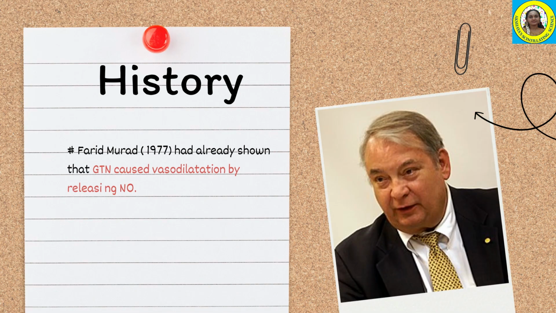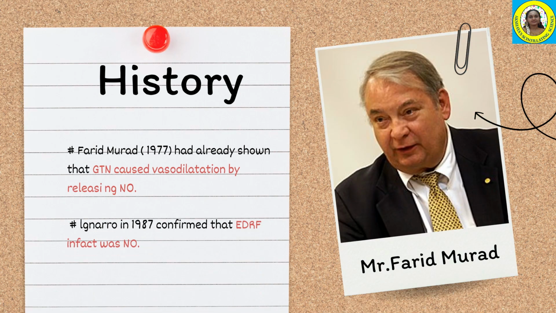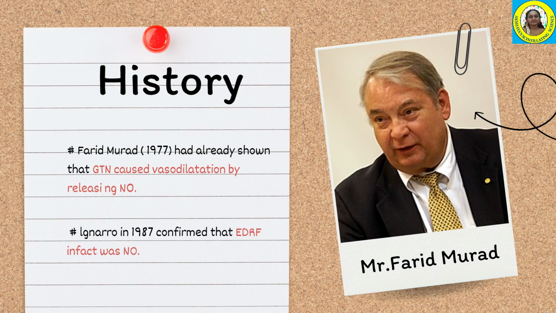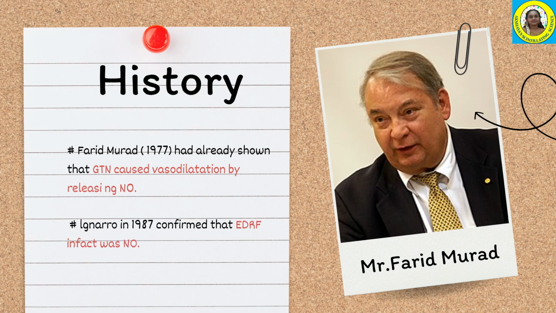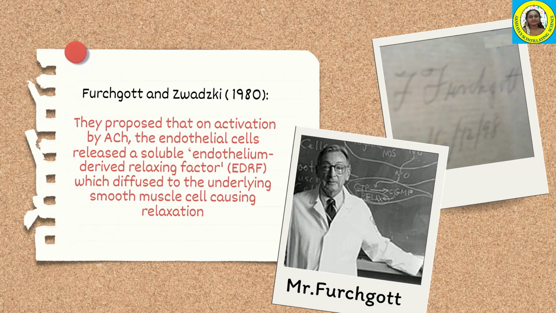History of nitric oxide and its discovery. In 1987, EDRF was confirmed as nitric oxide. Here, EDRF stands for endothelium-derived relaxing factor. It diffused to the underlying smooth muscle cell, causing relaxation in them.